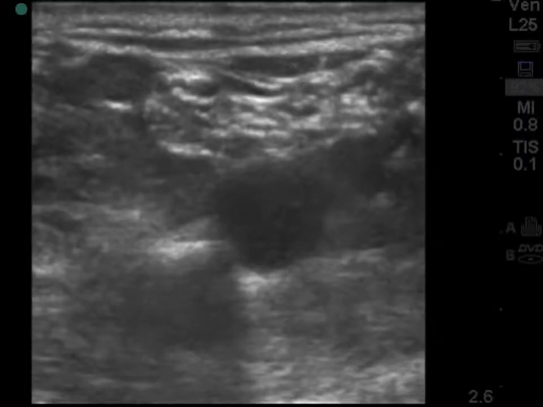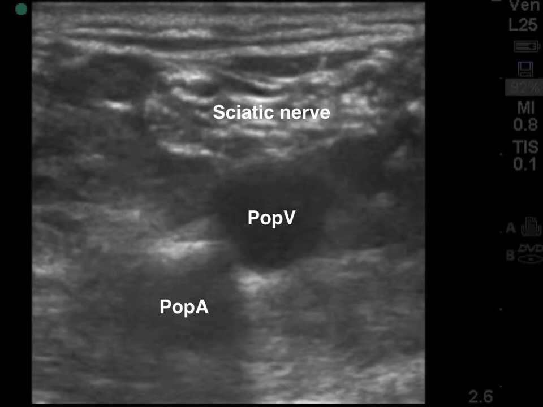If we're to look from a posterior view, I'll tell you we have the popliteal vein here, the popliteal artery, and here actually we have the sciatic nerve. We're going to see as we slide from proximal to distal, the popliteal vein is going to start lateral to the artery, and then it's going to come more superficially. You might also notice that the sciatic nerve bifurcates at one point as well.